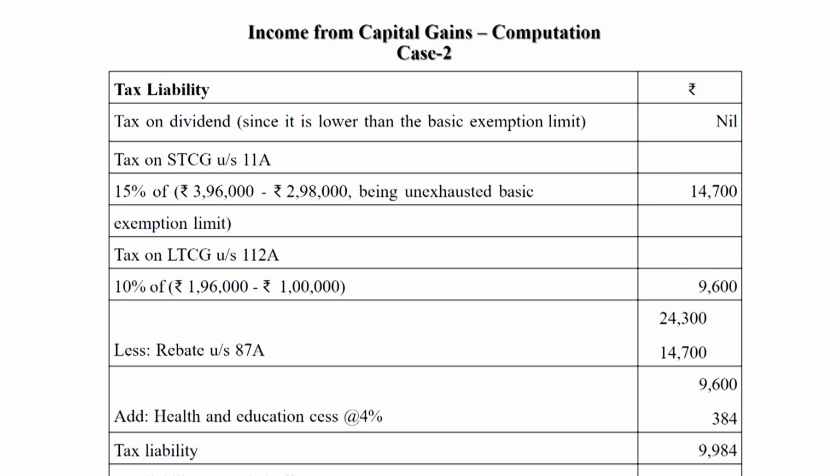24,300 less rebate 40,700 regarding the tax on short term capital gain. So it will be 9,600.